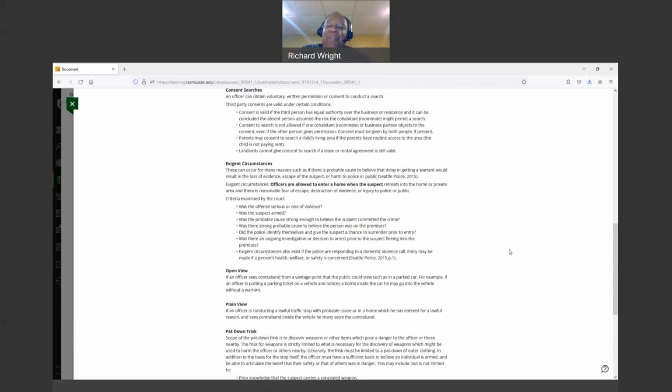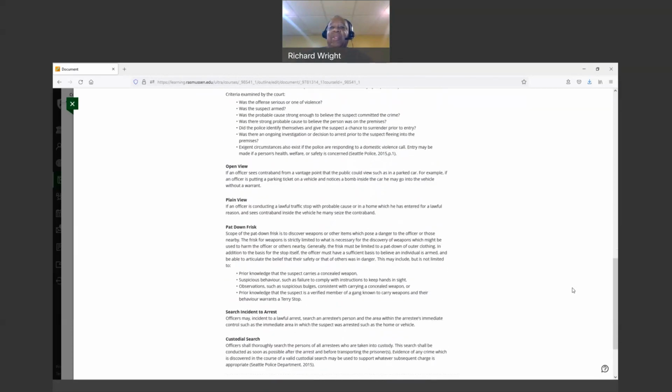So let's say, for example, if you could see through a window and you can see something like that in a house, would you think that you might need a warrant to get it? Probably not, because of one of these exceptions. So let's talk about the plain view. That's the one almost everybody's popularly involved with. If an officer is conducting a lawful traffic stop with probable cause, or in a home where you entered for a lawful reason, and sees contraband, then it may seize the contraband. That's the same thing I was talking about a few minutes ago. Okay. So in what we call plain view, you don't have to do anything to see it.